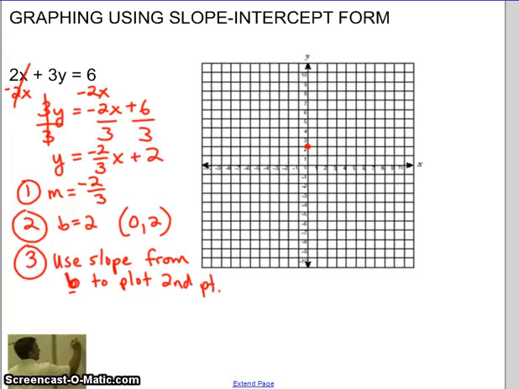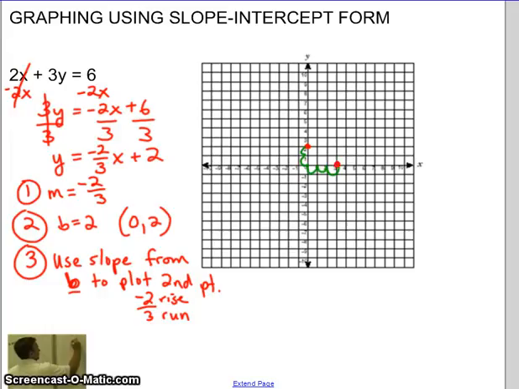Alright, so b is 2. Alright, we're going to use the slope. The slope in this case is -2/3. So we're going to rise -2, and we're going to run 3. Now, since it's negative, our rise is actually going in the opposite direction. It's going down. So we're going to go down 2, and we're going to run. It's positive. Our run is positive 3. Okay? We can plot our second point there.